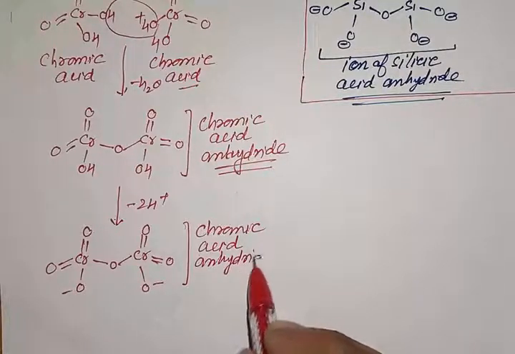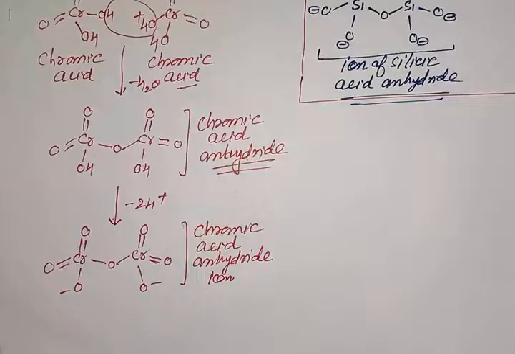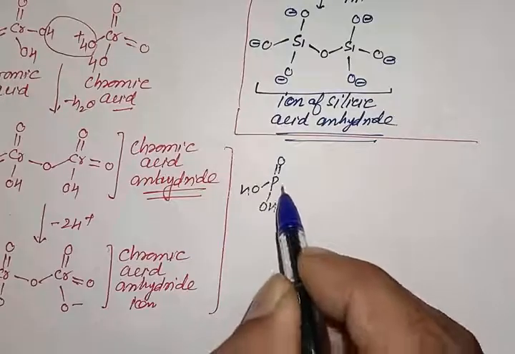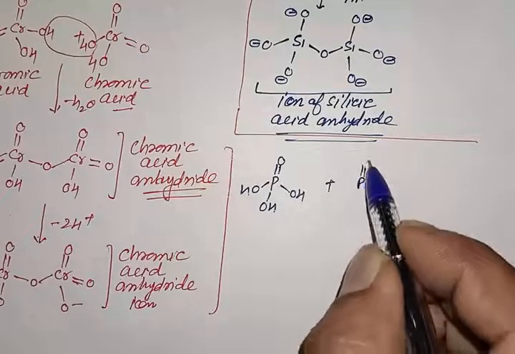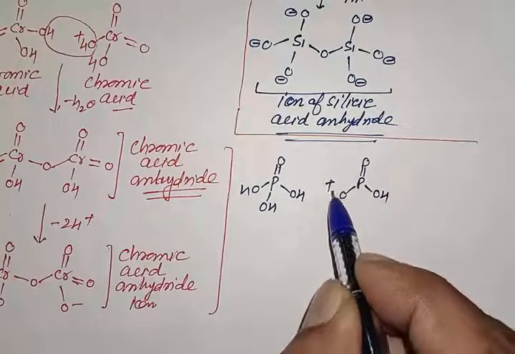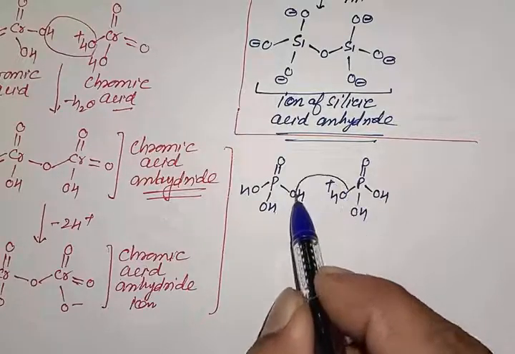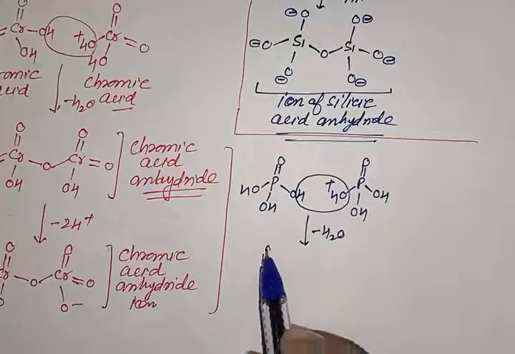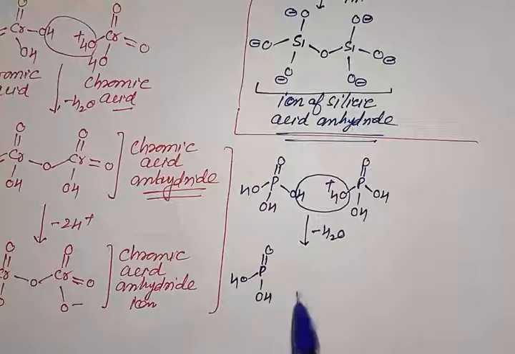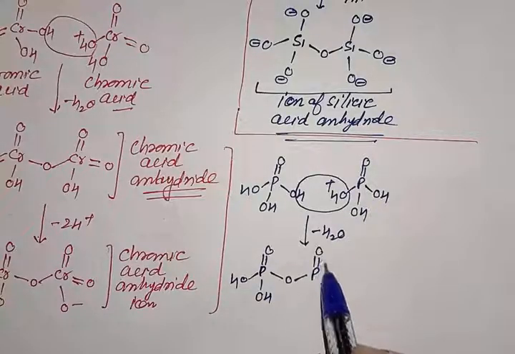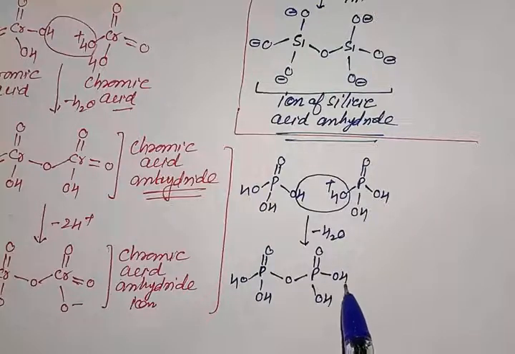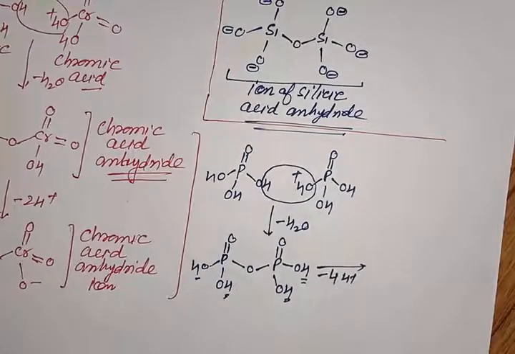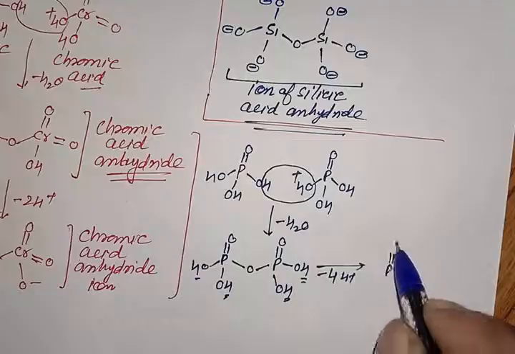Similarly, we can take phosphoric acid, that is P double bond O, OH, OH and OH. This is another unit of the phosphoric acid, P double bond O, OH, OH and OH. When these weak acids combine together, water is removed and they form phosphoric acid anhydride, like chromic and silicic acid. When all these 4 H positive ions are removed, minus 4 H positive, it forms the phosphoric acid anhydride ion.